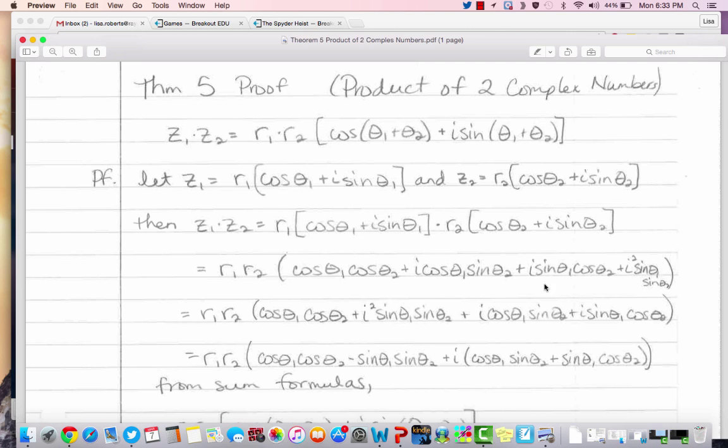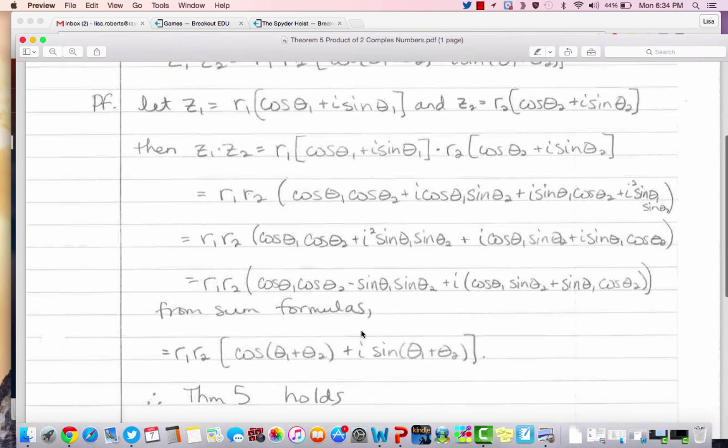Then again, because we're adding, it's commutative also, and so we can just reorganize. I chose to bring these two together and these two together because these terms have the i in them, and these two terms are the cosine and cosine and sine and sine. Remember though that i squared is -1.